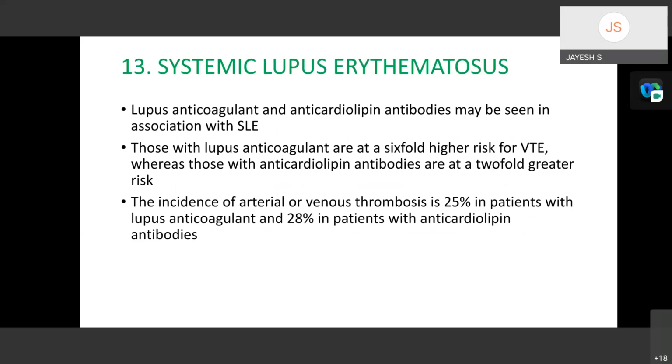In SLE, lupus anticoagulant and anticardiolipin antibodies may be seen, and the lupus anticoagulant is associated with a 6-fold higher risk for venous thromboembolism, and anticardiolipin antibodies are associated with a 2-fold increase of venous thromboembolism. The incidence of arterial venous thromboembolism is 25% in patients with lupus anticoagulant and 28% in patients with anticardiolipin antibodies.